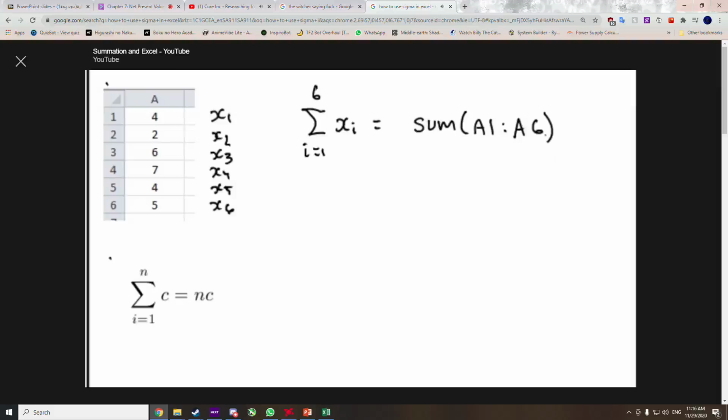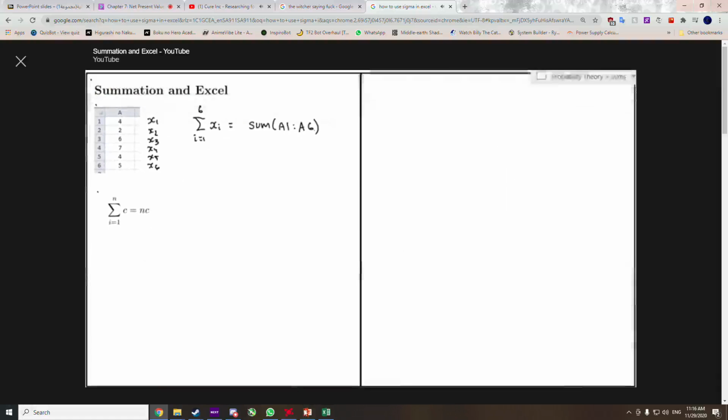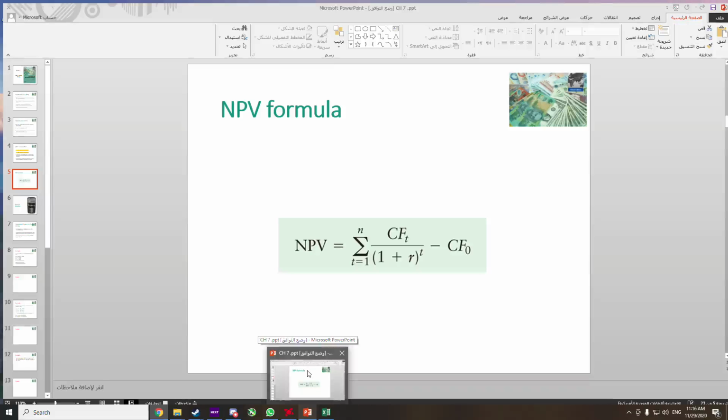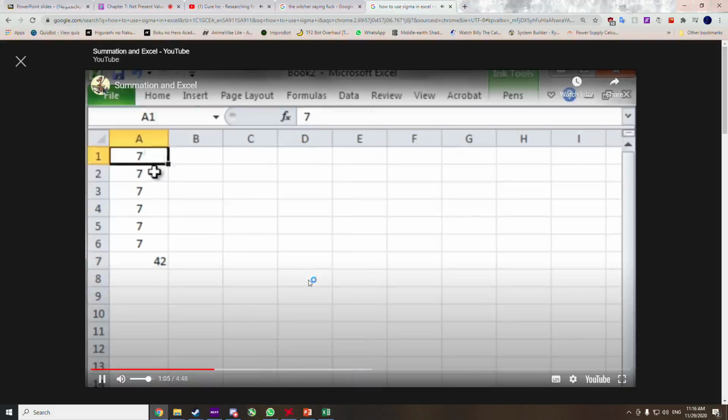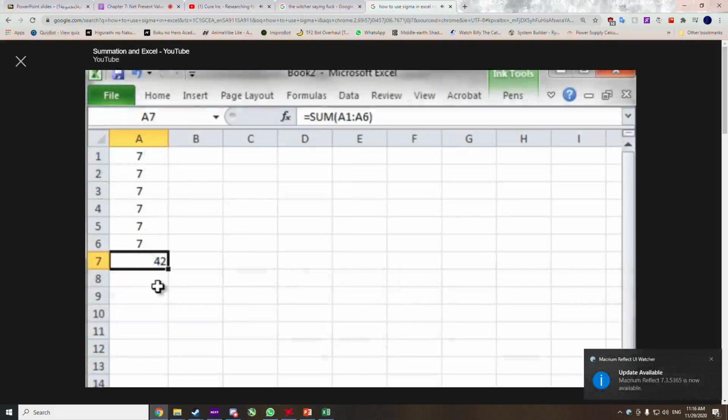The first rule was that the sum of constants is equal to n times that constant. The illustration in Excel would be something like this. Here my constant is 7. I add this constant 6 times, so n is equal to 6. And the sum must be 6 times 7.